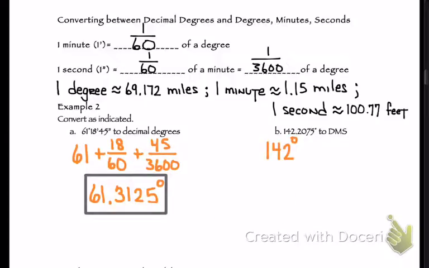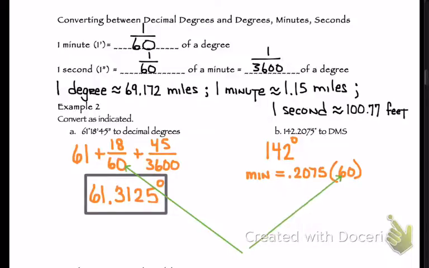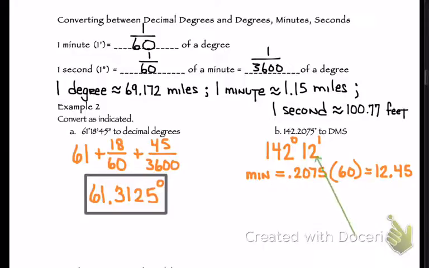Okay, so to convert to minutes, I'm going to take that 0.2075 and I'm going to multiply by 60. Think, over here, I divided by 60, so it would make sense that I do the opposite or the inverse and multiply by 60. Okay, that gives me 12.45. Notice that I took the 12 and I said, voila, those are the minutes. That must mean that this 0.45 is going to be my seconds.